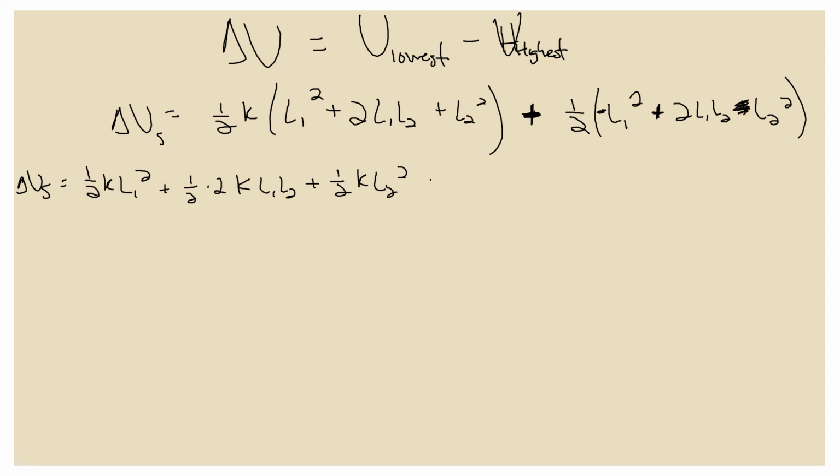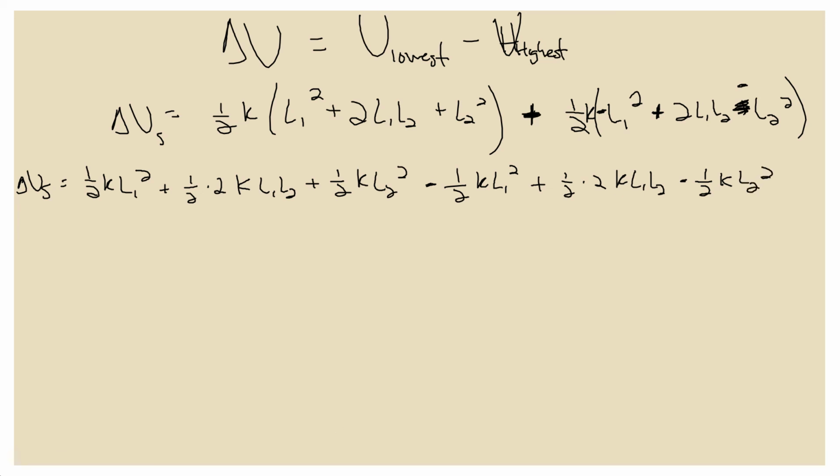And so I'm going to have here minus, because I have a minus sign here, 1/2 of k times L1 squared. So 1/2 k L1 squared. And then notice now, because this was negative and I was subtracting, this ends up being added. So I have plus 1/2 times 2 k L1 L2. And then this is subtraction here. So I have minus 1/2 k L2 squared.